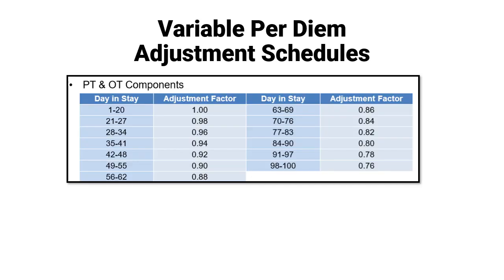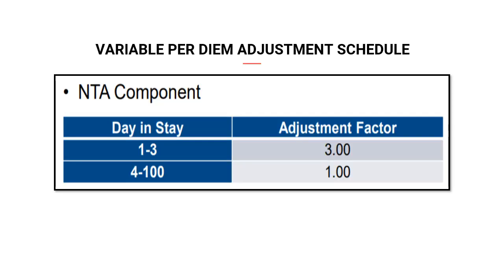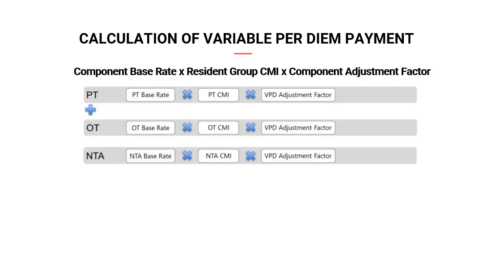For the PT and OT components, days 1 through 20 are paid at 100%. Every 7 days after day 20, there is a 2% decrease in reimbursement. For the NTA component, the adjustment factor is 3 times the daily rate for days 1, 2, and 3, where drug and laboratory costs are concentrated at the beginning of the stay. Days 4 through 100, the adjustment factor is constant.